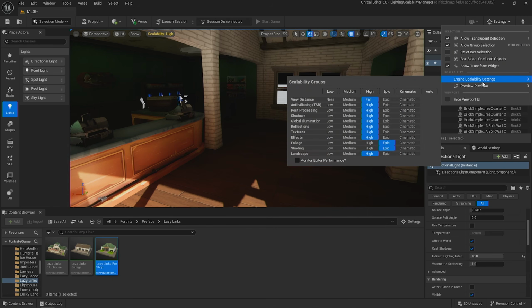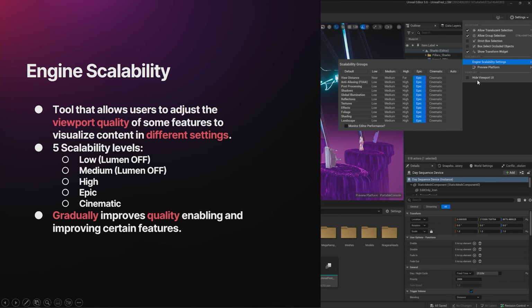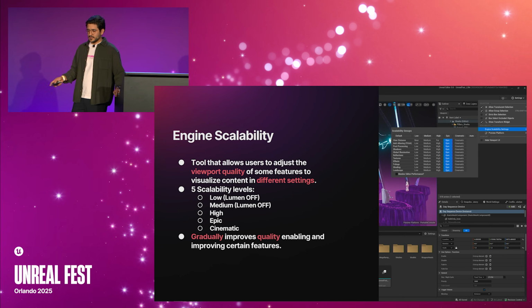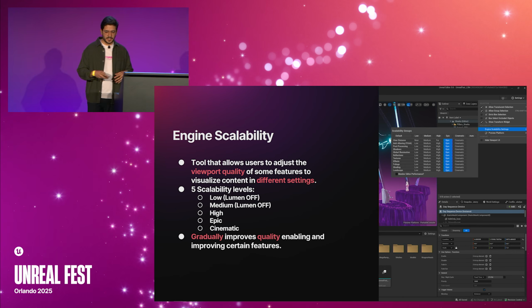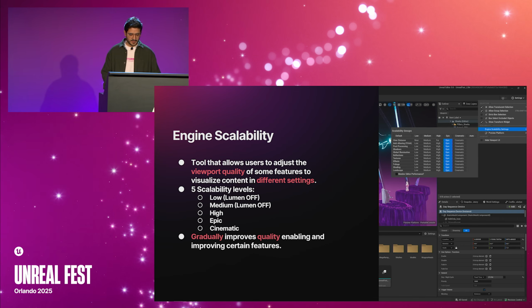So let me go back to this tool. What's this engine scalability setting? The engine scalability setting is a tool that basically allows us to adjust the viewport quality of certain features to achieve different levels of quality. We have 5 different levels, which are low, medium, which those two are actually Lumen off, and we have the high, epic, and cinematic qualities. This tool basically helps us gradually improve the quality of these features by enabling and improving certain aspects of the engine.